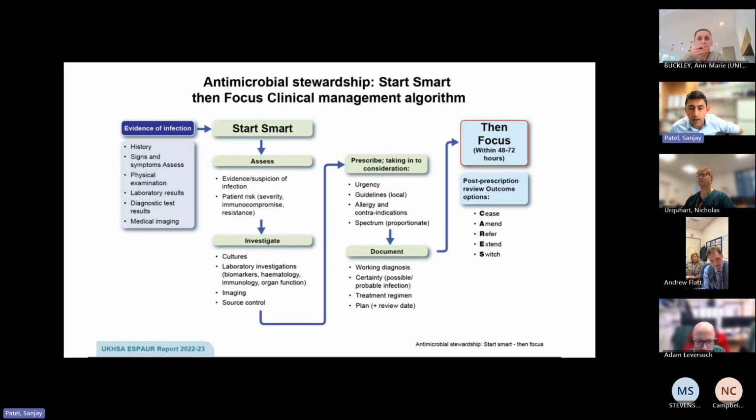But we're going to frame today's session on Start Smart Then Focus. As you hopefully all know, this takes you on a journey from the starting point when a child arrives, to what you do initially, the Start Smart bit, and then what you do afterwards at a time point, which might be 24 hours, 48 hours, 72 hours, but it's the Then Focus bit.